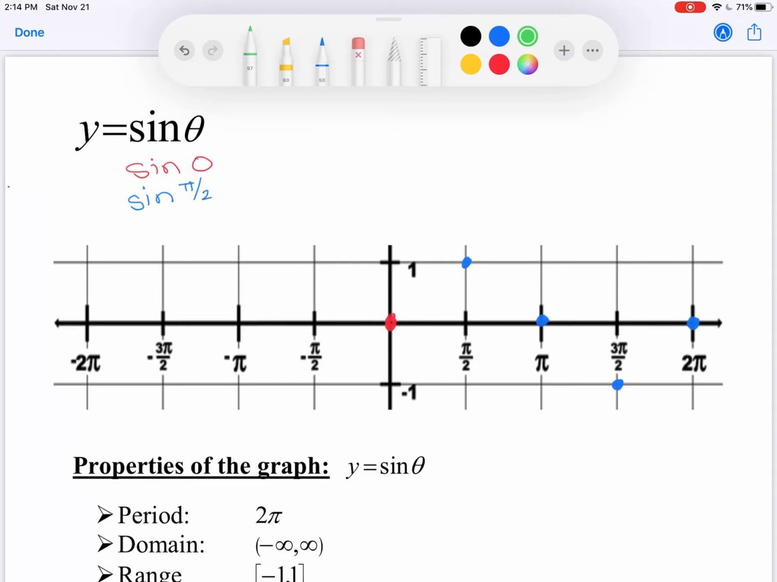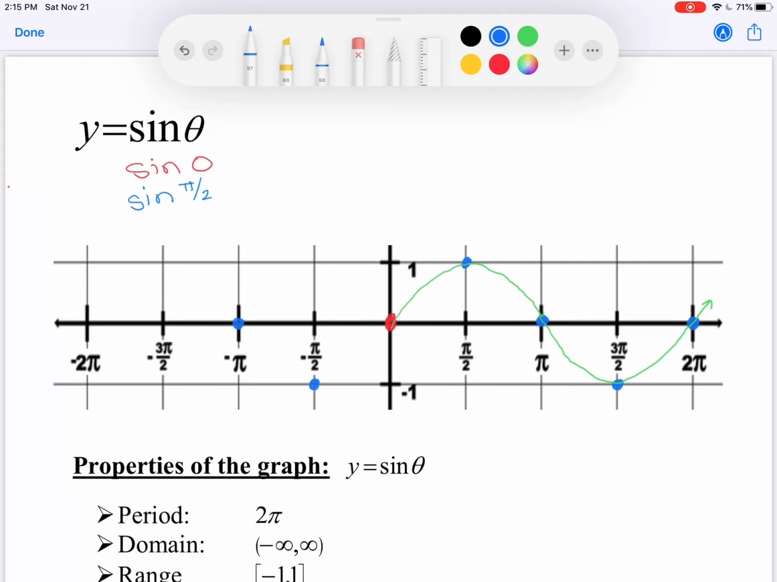3 pi over 2, well, sine at 3 pi over 2 is not going to be positive 1, it's now going to be a -1. And last but not least, sine at 2 pi, once you complete the full circle, you will be at 0 again. So when I trace out my dots here, you're going to get these loop-de-loops, and they're going to go on forever. What this is called is a period. It means it's going to repeat this pattern, this period, every single 2 pi.